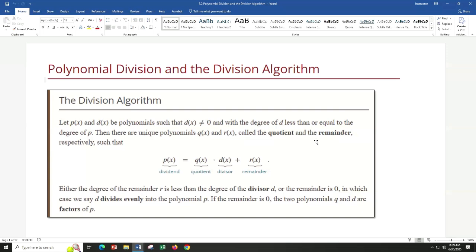So here we are, review of 5.2, division algorithm. I'm gonna just do one example of the long division algorithm really quick. And then we're gonna do an example of the synthetic division again, really quick, and then we're gonna jump into 5.3, just so you remember how to do it.